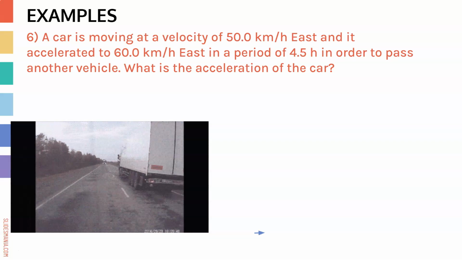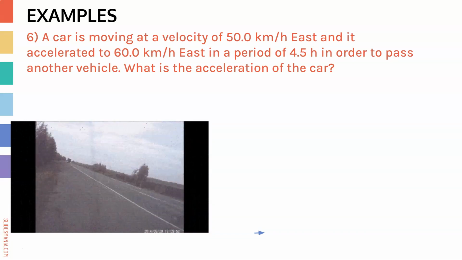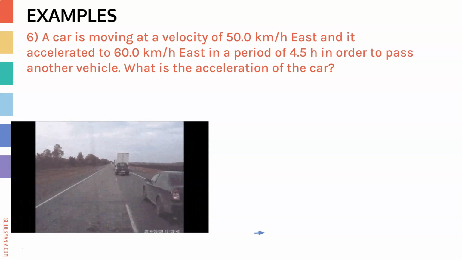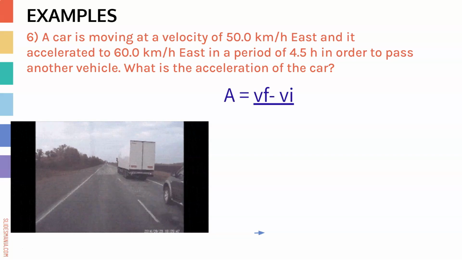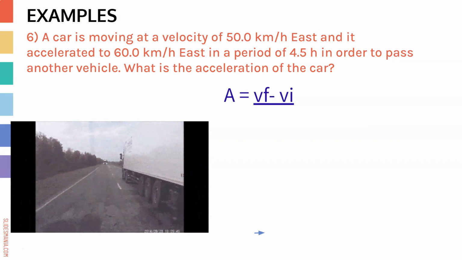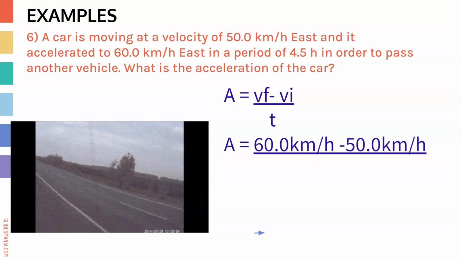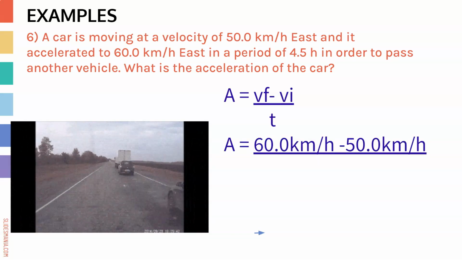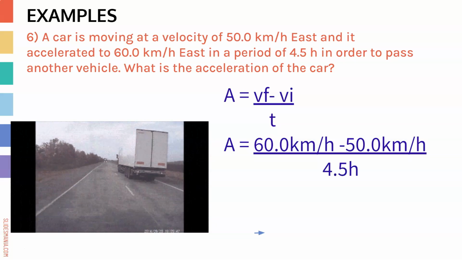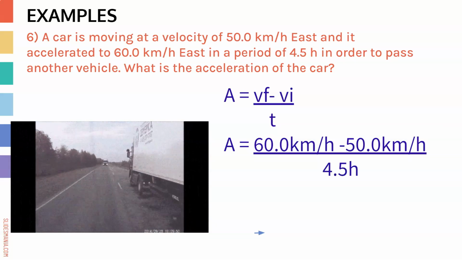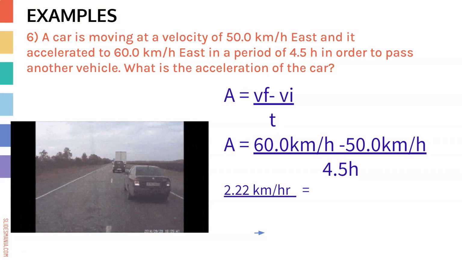Now, this isn't really realistic, but I originally had seconds, and that didn't make sense. So we're going with hours, but we know that's not true. It wouldn't take us 4.5 hours to accelerate 10 kilometers, but we're going to just work with it. We're going to go with our final minus initial in this case because we have two different velocities. So our final velocity was 60, our initial velocity was 50. We subtract those two from each other, and we divide by our time. In the end, we get 2.22 kilometers per hour, okay?